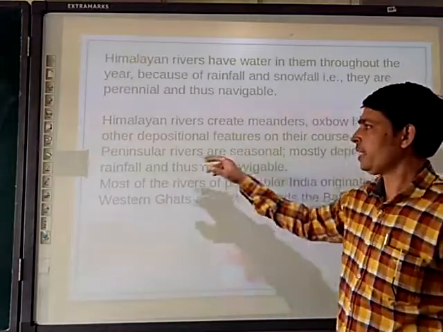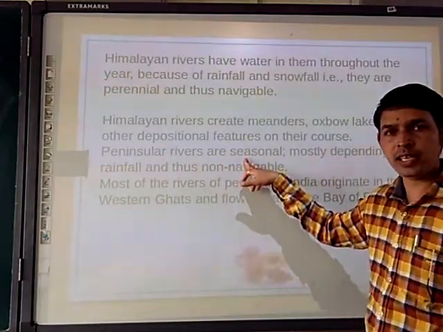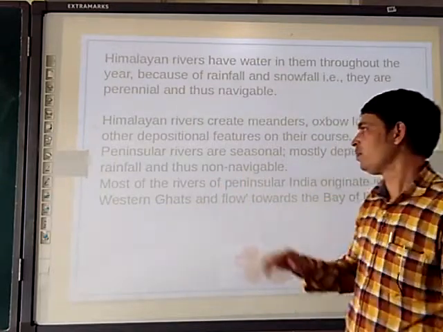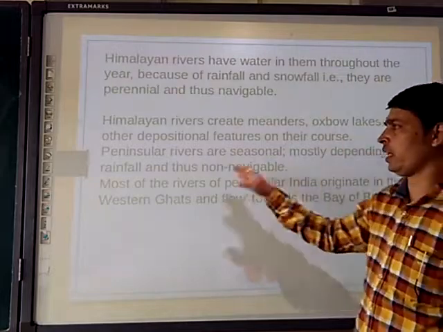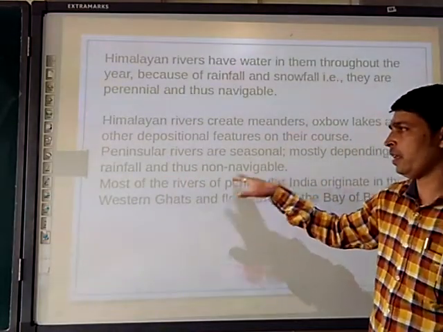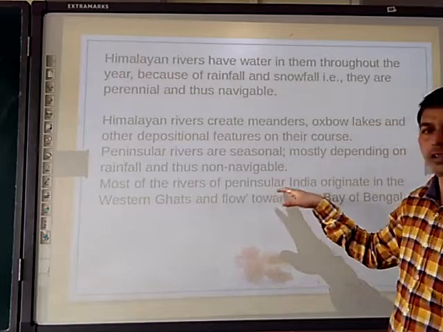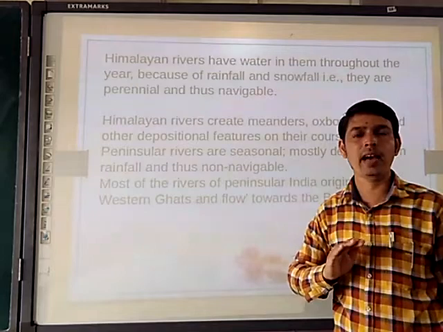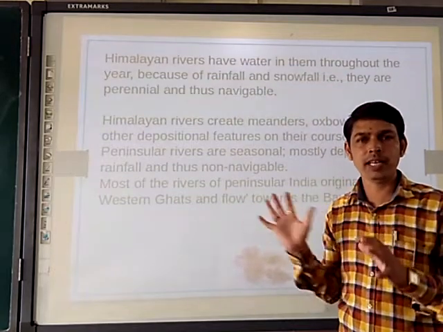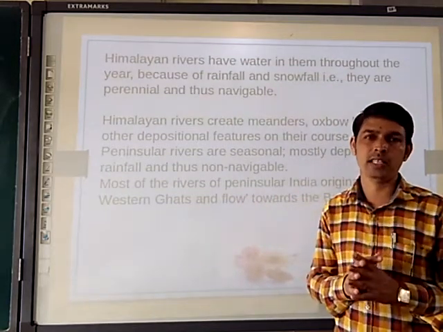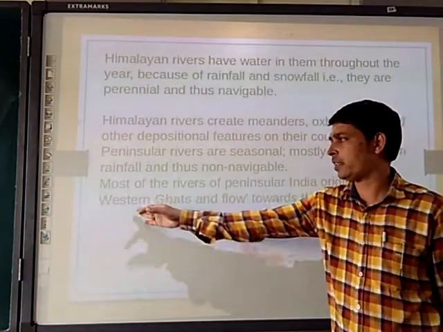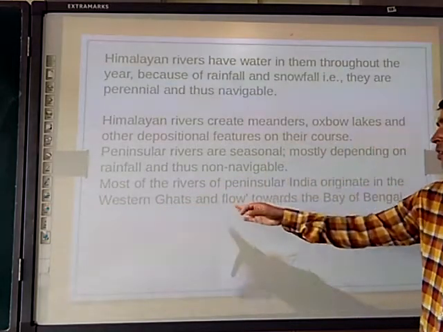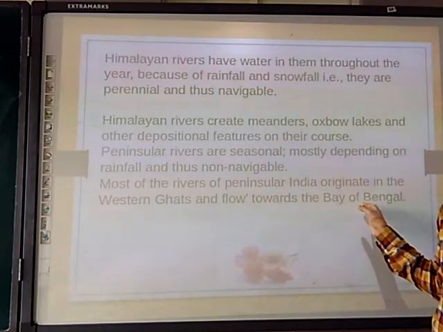Next, peninsular rivers are seasonal in nature, because they have water when there is rainfall, in the rainy season. Mostly depending on the rainfall, they are thus non-navigable, and most of the rivers of peninsular India originate in the Western Ghats. We already had a session on the Western Ghats and Eastern Ghats. You know that the Western Ghats is a continuous range, and from that many rivers come out and flow towards the Bay of Bengal.